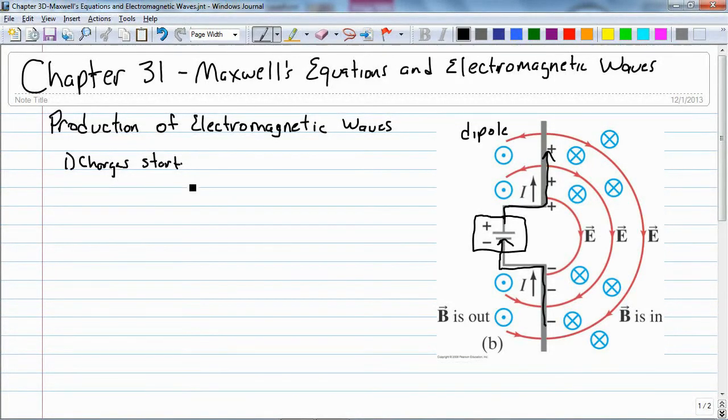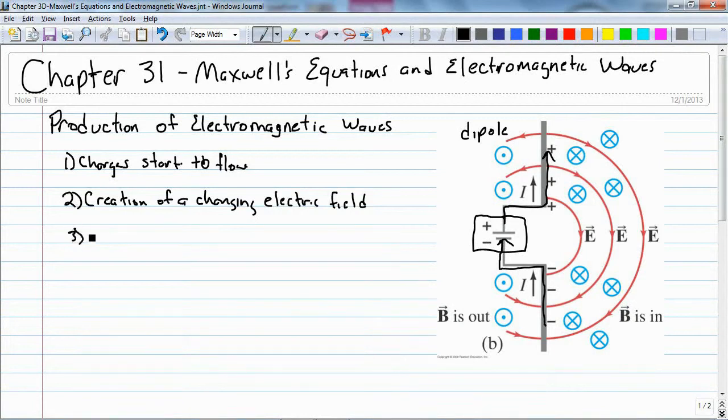and then we have the creation of a changing electric field. And this induces a magnetic field. I should say a changing magnetic field.